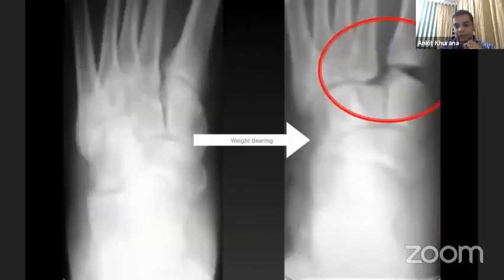This is an example of what weight-bearing can do to a normal-looking X-ray. The X-ray of the foot on weight-bearing shows a very ghastly injury, which is a pure ligamentous Lisfranc injury of the foot. So this slide basically shows that weight-bearing X-rays of the foot are rather important, and they should form an important part of radiological examination for any foot and ankle pathology.